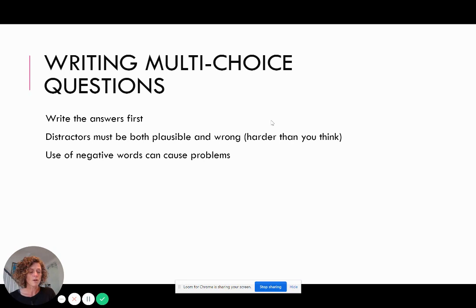The use of negative words in questions can cause problems, so do be aware of that, although they could be used particularly to give extra challenge in a question. So if you're going to use not, think about why and how you're going to do that. A good tip is put it in bold. So for example, which of these is not an example of, but make sure the not is in bold so that students see that because it's very easily missed and then it can be very confusing.